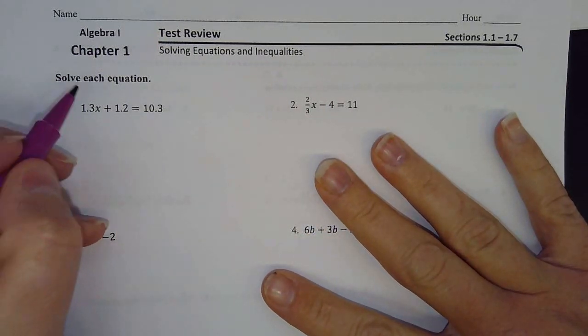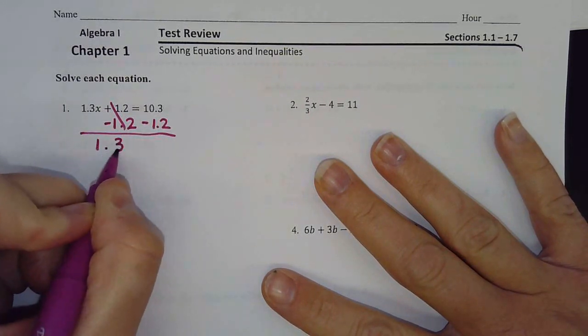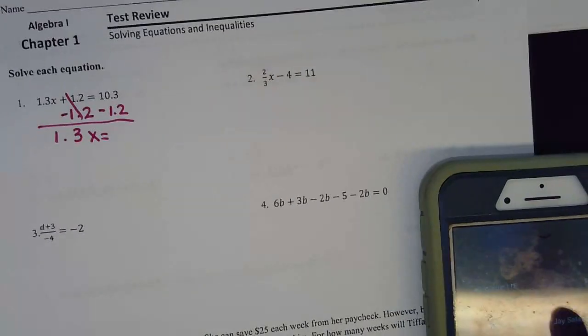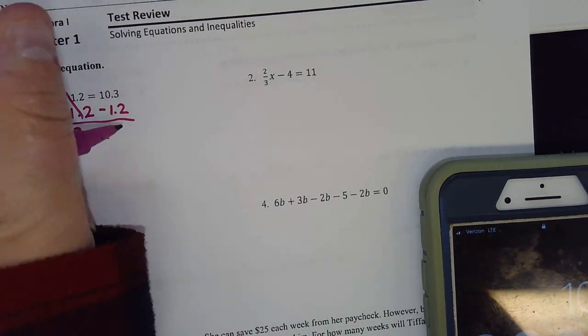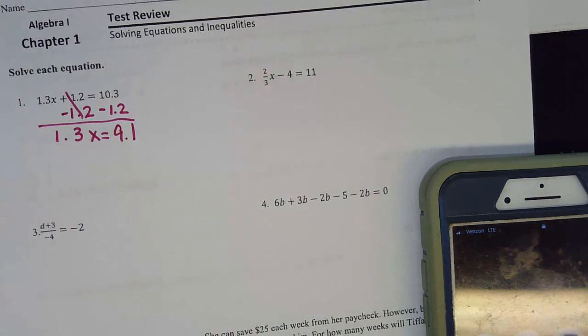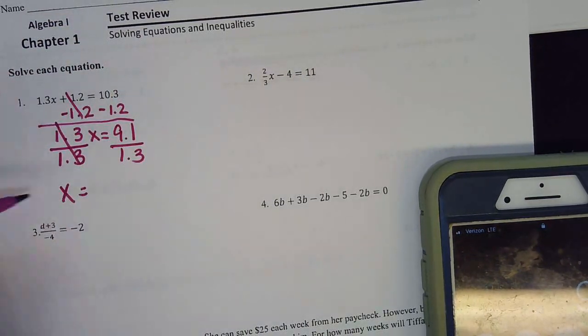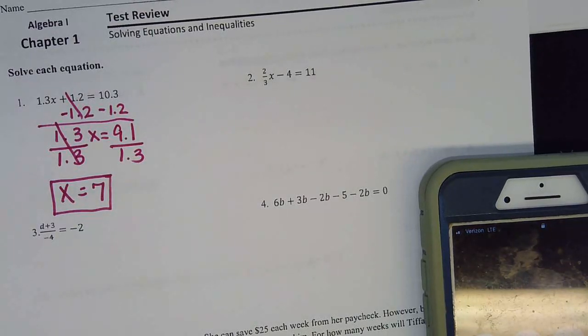opposite operations. So for number 1, you should subtract 1.2. You get 1.3x equals 10.3 minus 1.2. I'm going to need this at some point. 10.3 minus 1.2 is 9.1. And then divide by 1.3. And you get x to equal 7. Any questions there?